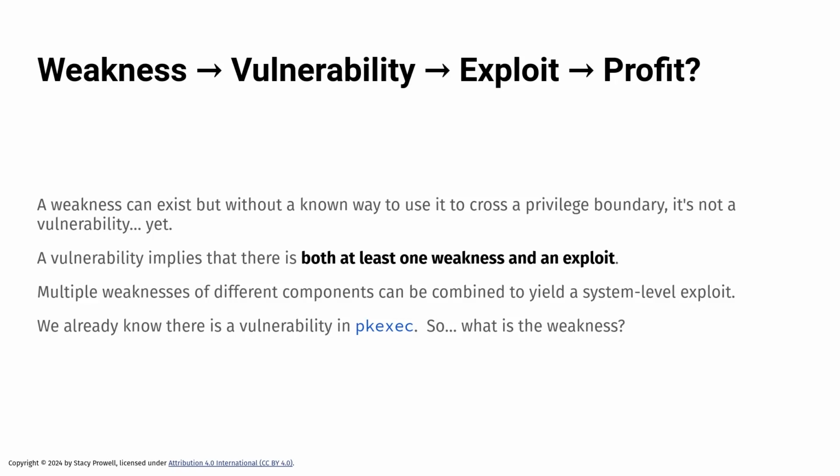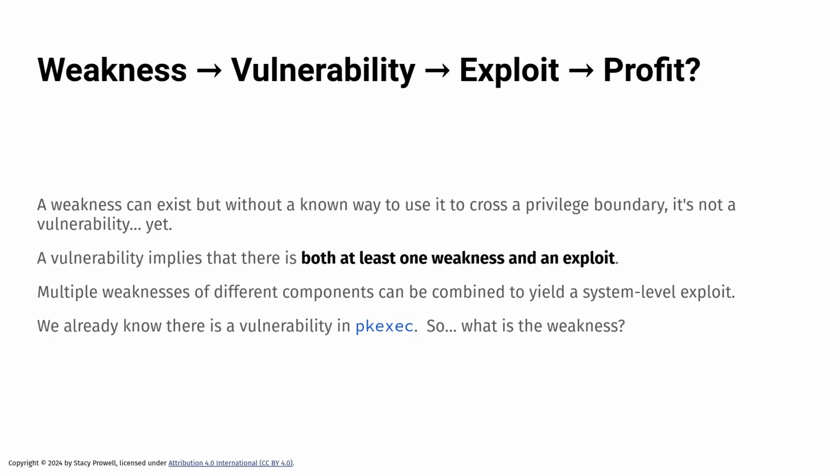But that's the basic idea. A weakness can exist, but if you don't know how to use it to cross a privilege boundary, then it's not a vulnerability. Maybe you'll figure that out in the future. A vulnerability implies that there is both at least one weakness and an exploit, right? A system isn't vulnerable until an exploit is discovered. You can have lots of weaknesses, but if no one knows how to use those to exploit your system, then it's not vulnerable. Hope that makes sense, right? It's vulnerable to exploit when there is an exploit.